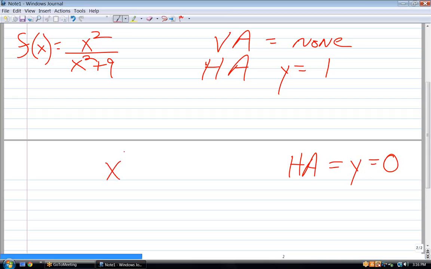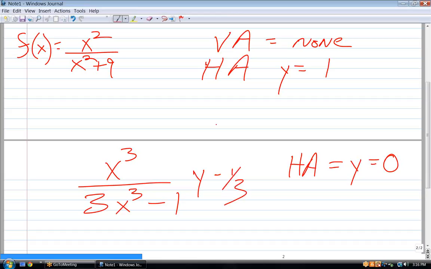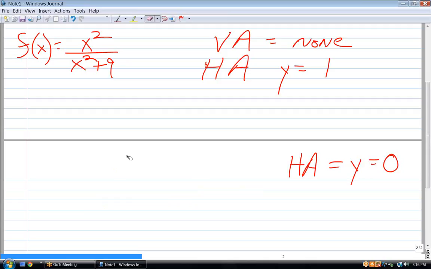So if I had something like this, what's the horizontal asymptote going to be? It'd be 1/3. Y equals 1/3. Remember, we're defining the equation of a line. Okay. All right. And then the third situation is where the power in the numerator is 1 more than the power in the denominator.